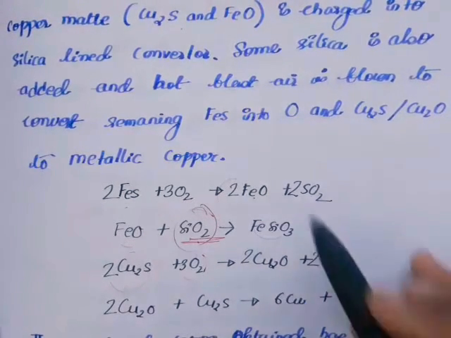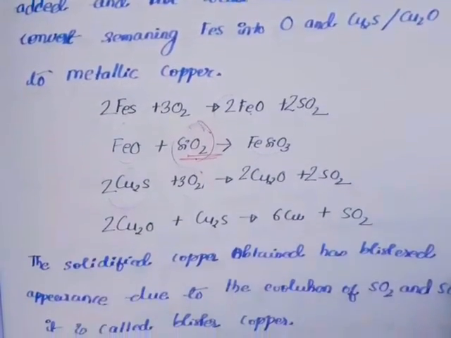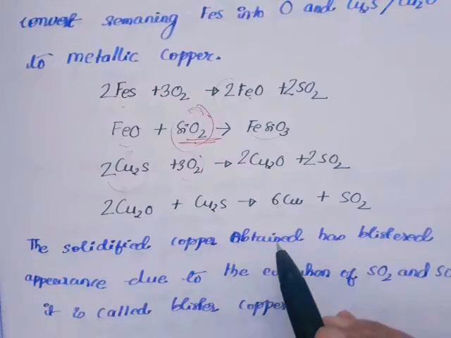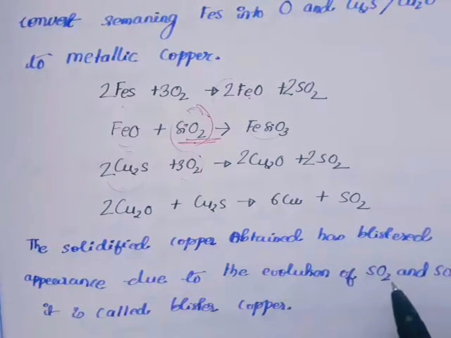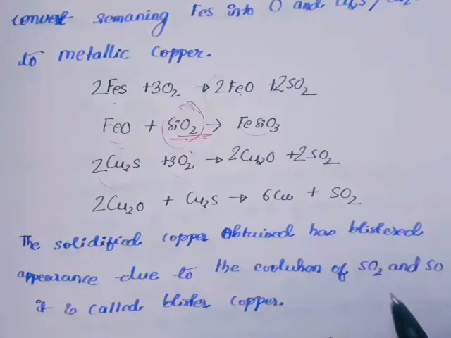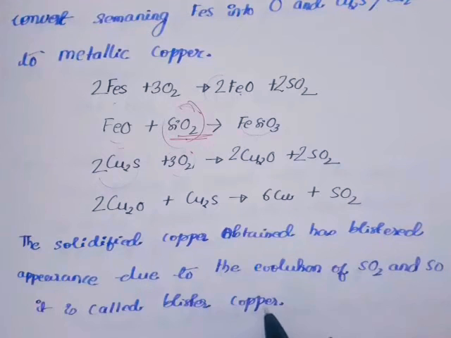So you can see lots of sulfur dioxide coming out from the reaction. Now the solidified copper obtained has a blistered appearance. Why? Because of evolution of sulfur dioxide gas. So whatever copper we get from the extraction is called blister copper. It will have small blisters on it.